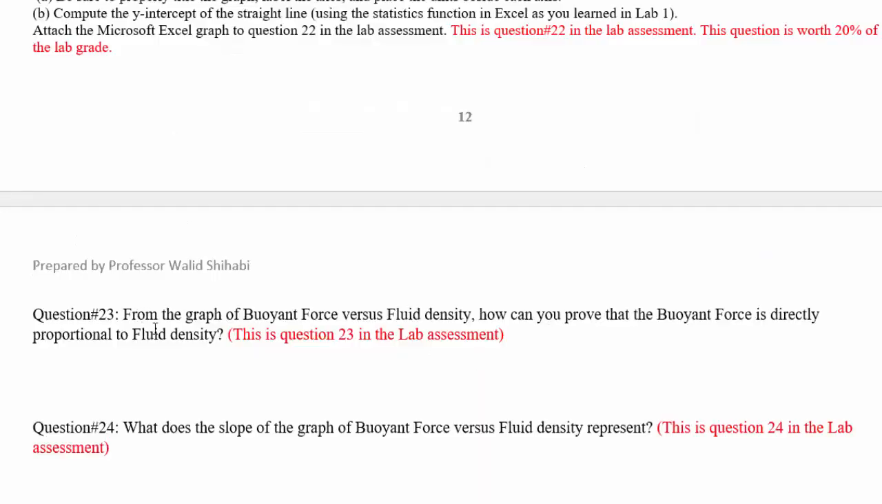Then question number 23 asks you to prove that the buoyant force is directly proportional to the fluid density. And as we mentioned, if they are directly proportional, you should get a straight line with a y-intercept equal to 0, or very close to 0.